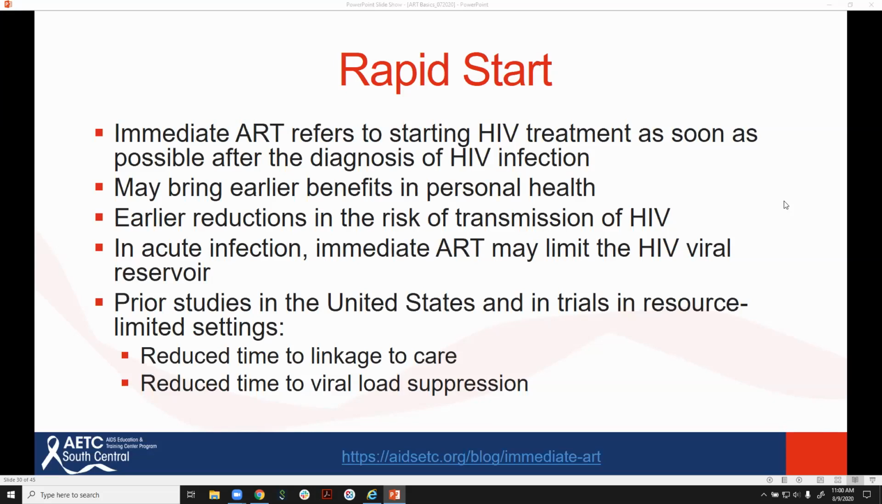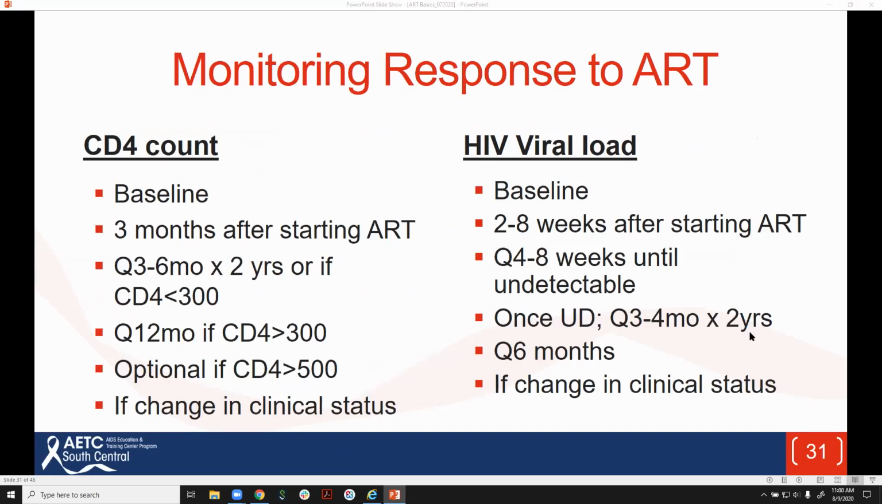In acute infection, it may limit the viral reservoir. Again, we heard that in the last plenary. And we see that there's reduced time to linkage to care and reduced time to viral load suppression in the United States and in other resource limited areas. It's been really effective. So, monitoring their response to antiretroviral therapy.